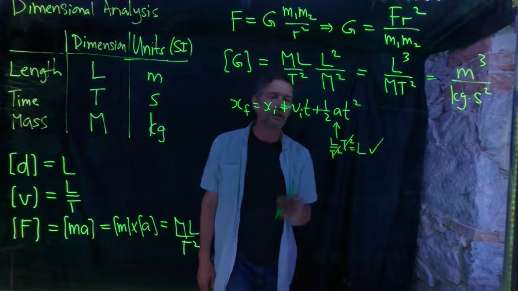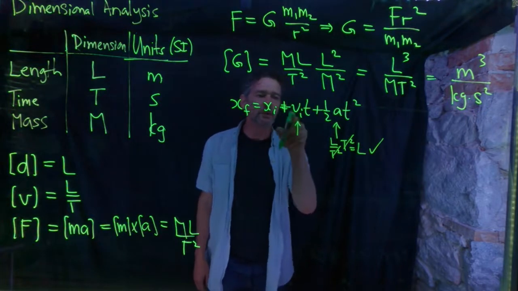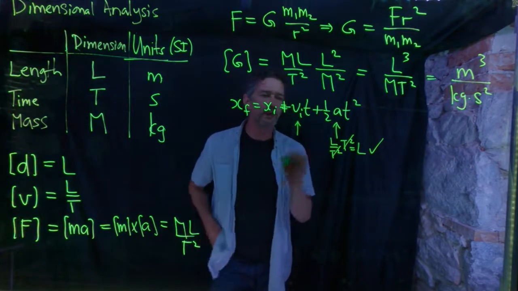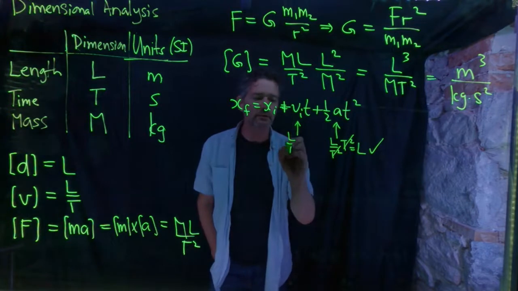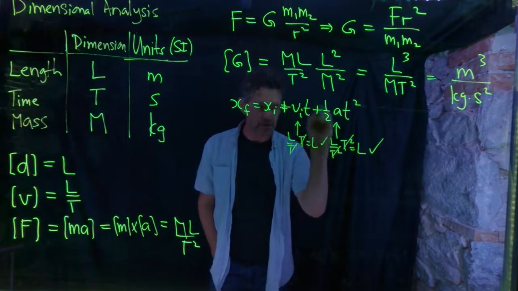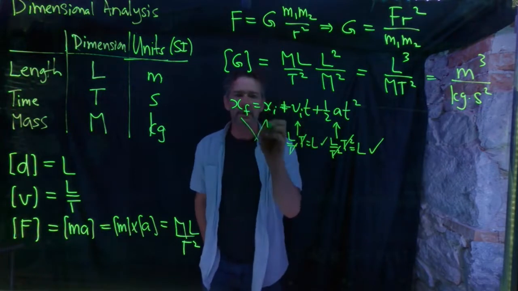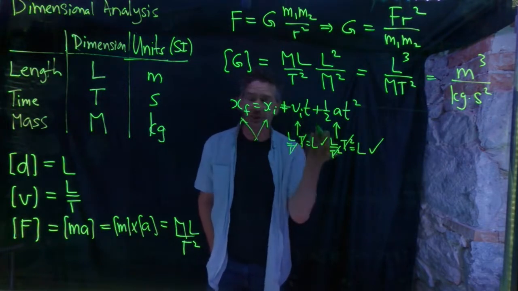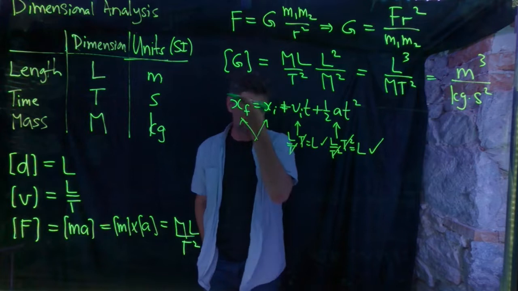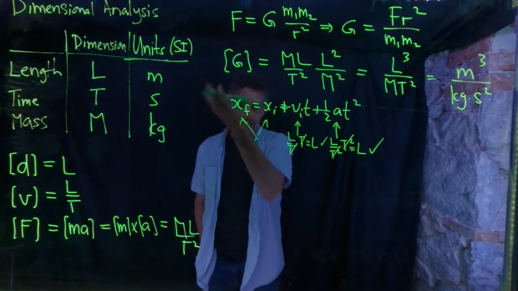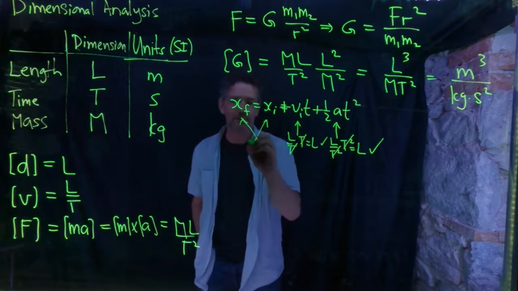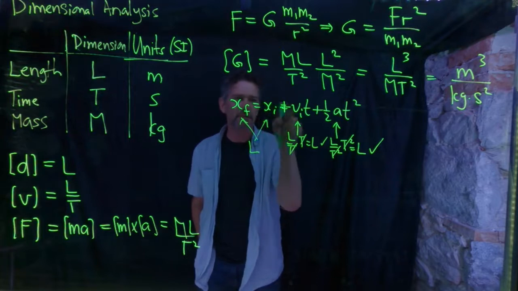Check mark. Okay, the dimensions of the initial velocity times time term. The dimensions of velocity are length over time. The dimensions of time are t. The t's cancel, and you get a length. Check mark. Okay, and obviously these guys, x initial and x final, these are positions. They are quantities of length. So they're obviously a length. So length equals length plus length plus length.